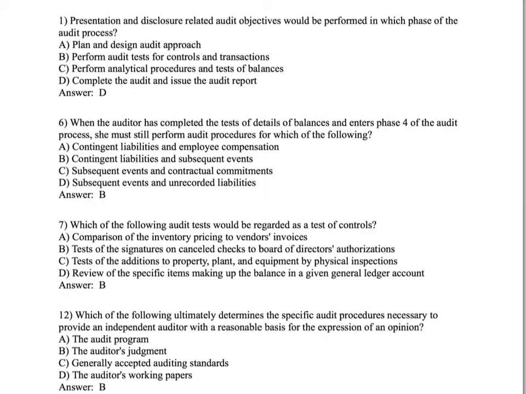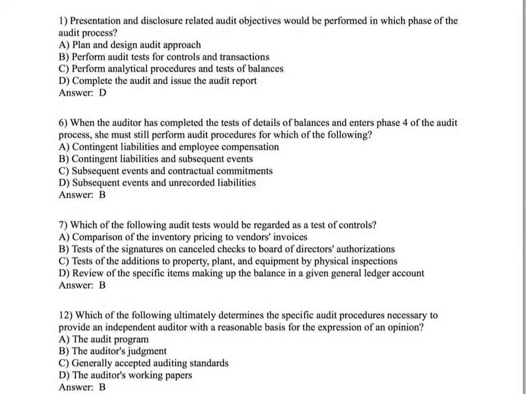Presentation and disclosure related audit objectives will be performed in which phase of the audit process? This is at the completion phase. Right? So when you're actually going to put together the financial statement package and disclosures, it would be at the completion. When the auditor has completed the test of details, balances and enters into phase 4 of the audit procedure, she must still perform audit procedures for which of the following? So phase 4 is the completion.